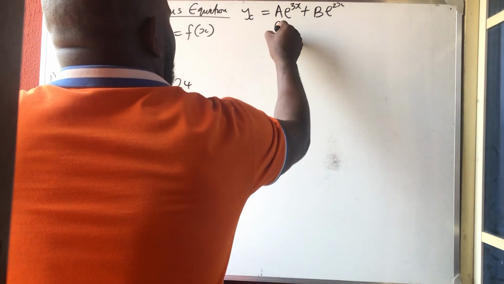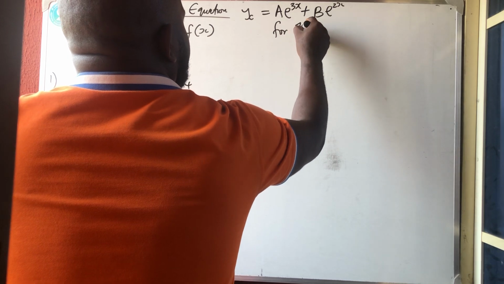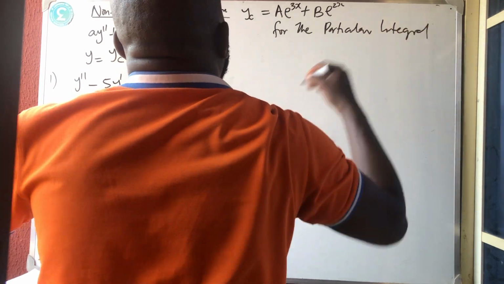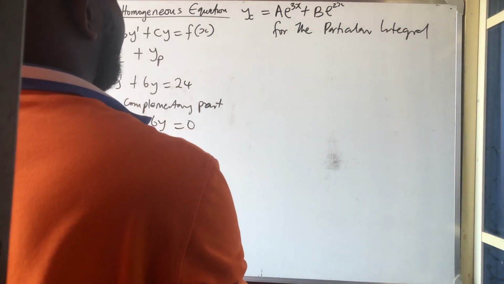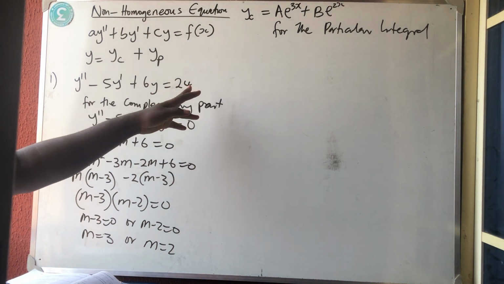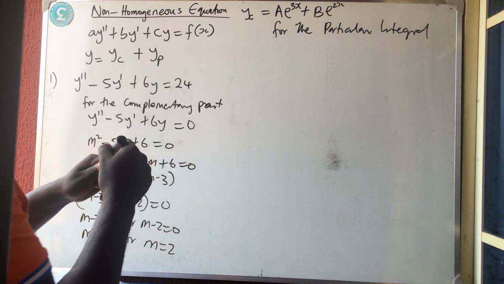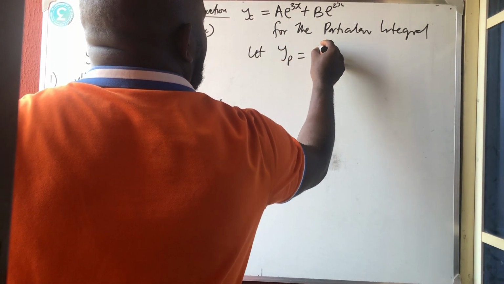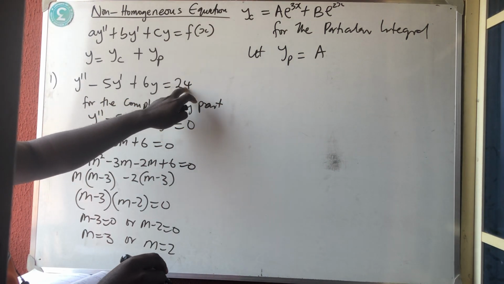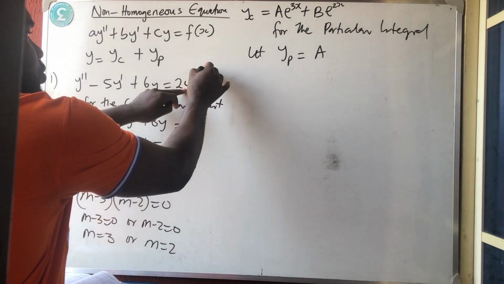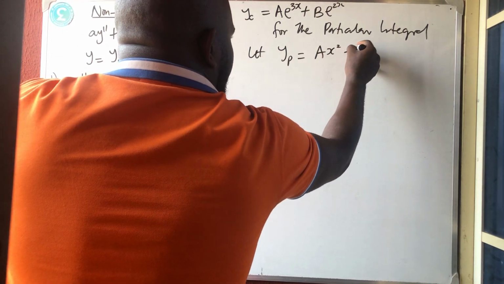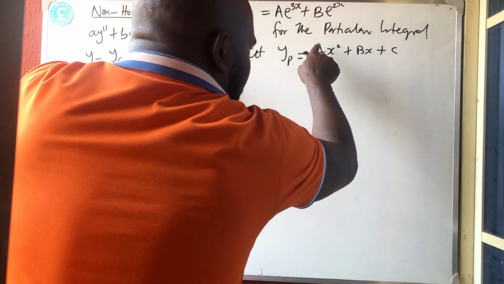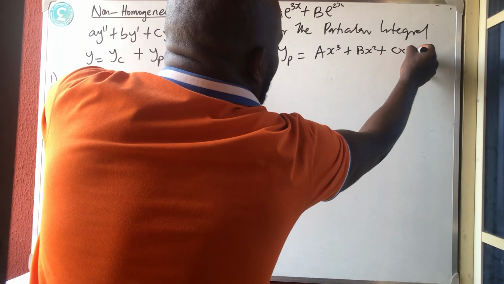Now for the particular integral, which is the main thing we are here for, the yp, it depends on what you are having at the right hand side. If you look at the right hand side, I'm having a constant. If you're having a constant there, you say let yp be equal to a constant. But if you're having a polynomial, maybe x squared, you will say let it be ax squared plus bx plus c. It will be a complete quadratic. If it is a cubic, it will be a complete cubic: x cubed, x squared, x, and d.